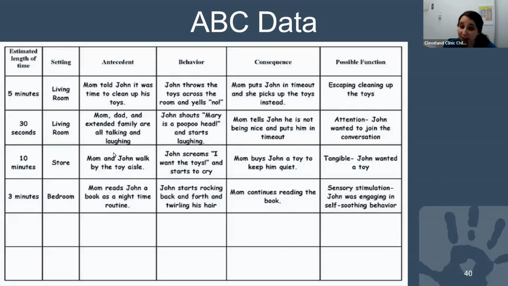On the other hand, Mom and Johnny are walking down the toy aisle. Johnny starts screaming and crying, "I want that toy." Mom buys it for him so that she doesn't create a scene. So we know that maybe John wanted something tangible. He wanted the toy. But now John also might know, "Oh, every time I'm in the toy aisle, I'll just cry so that way I'll get more toys." So that's why it's important to think about what happened after the kiddo acted in that way.